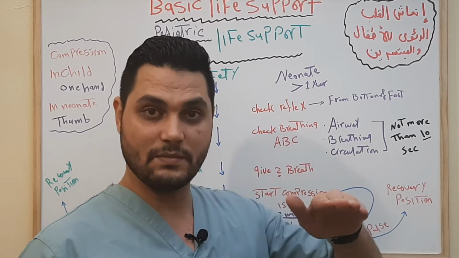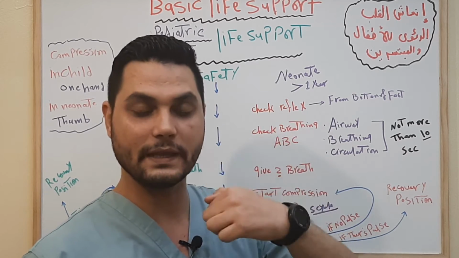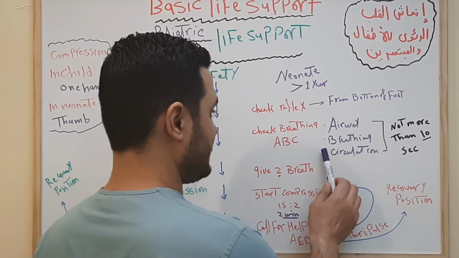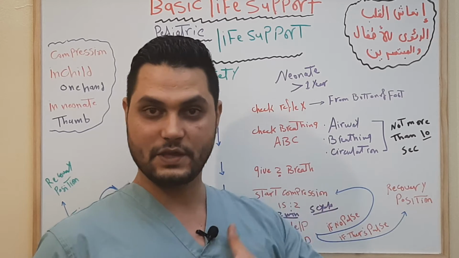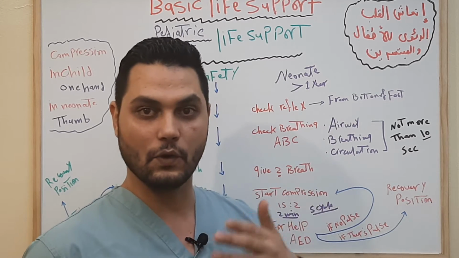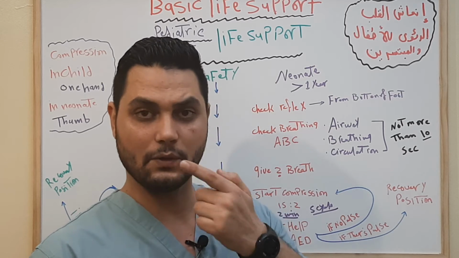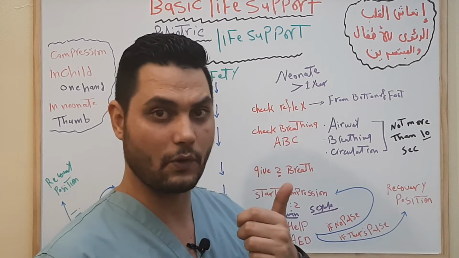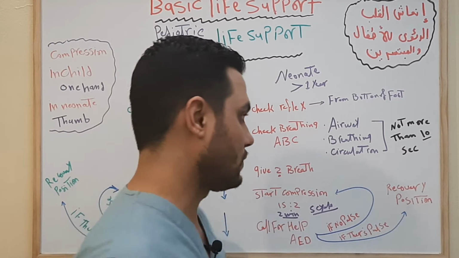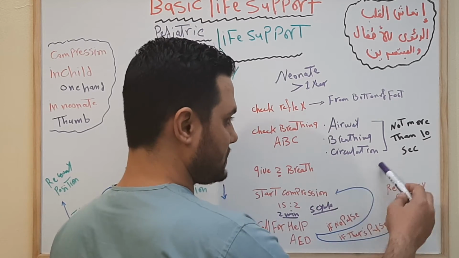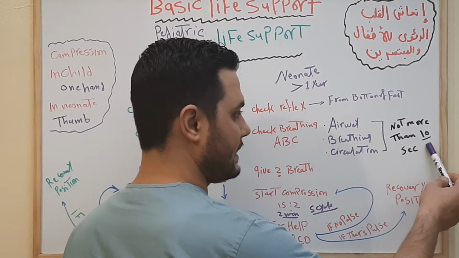So we will keep the baby flat and open his mouth to check if there is any obstruction in his mouth or not. Next thing is breathing. We will check breathing by look, listen, feel. Look at his chest for any chest rising. Listen for the sound of breathing. Feel if there is warm vapor from his mouth. All of this process, airway, breathing, circulation, we will check in 10 seconds.